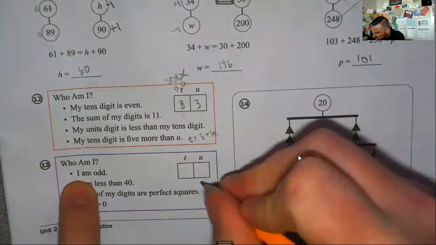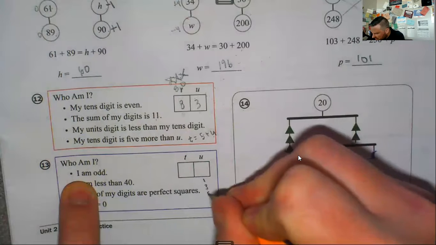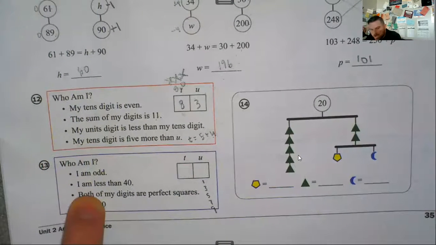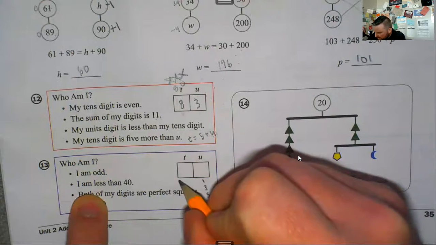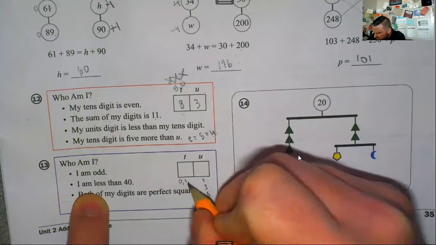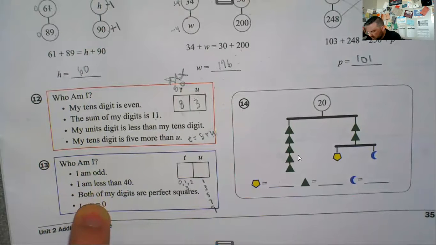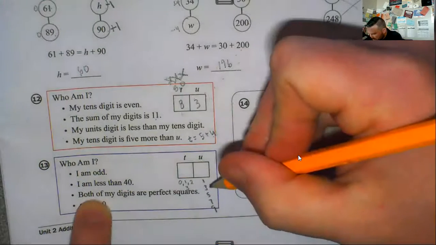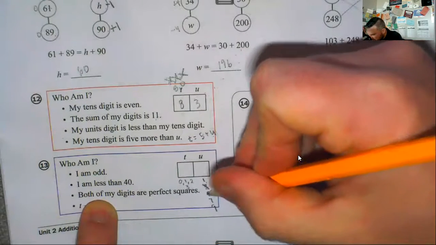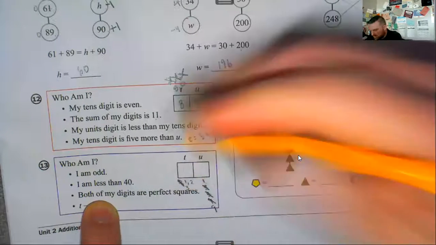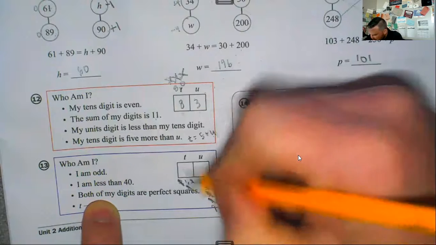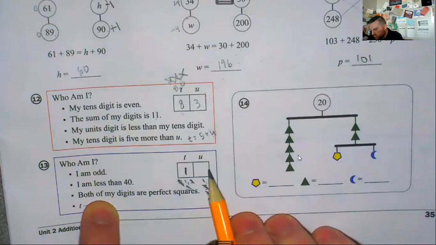Okay, I am odd. That means this units digit is a 1, 3, 5, 7, or 9. I am less than 40. Okay, so if you're less than 40, this cannot be a 4 and up. So it is 0, 1, 2, 3. Both of my digits are perfect squares. Okay, looking through here, I have a 1 is a perfect square, 3 is not, 5 is not, 7 is not, and a 9 is. Well, 0, if we have 0, that's nothing. 2 isn't, and 3 isn't. So this one has to be a 1. Now this one over here can be a 1 or a 9.